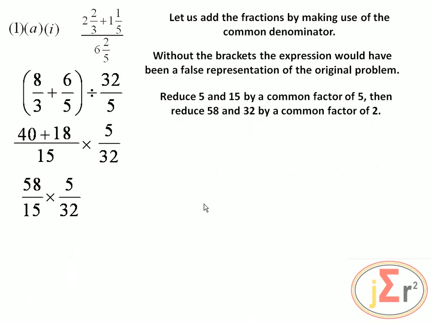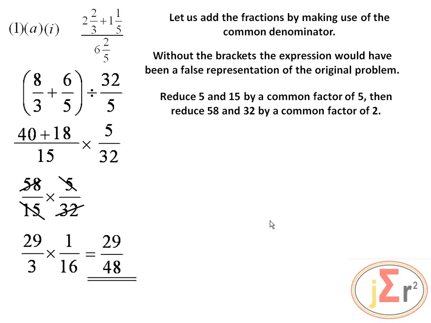We may reduce 5 and 15, these two, by a common factor of 5, and we reduce 58 and 32 by a common factor of 2. So we will have 5 into 5 is 1, and 5 into 15 is 3. 2 into 58 is 29, and 2 into 32 is 16. 1 multiplied by 29 is 29, and 3 times 16 is 48.